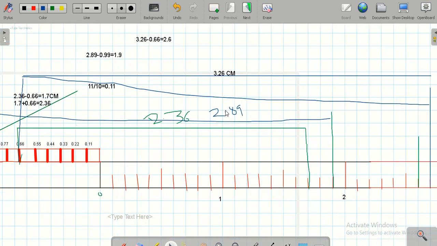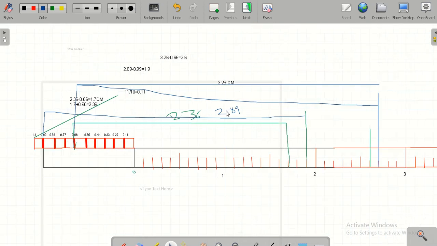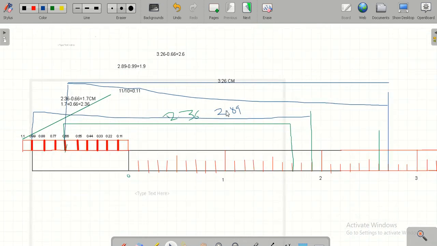Is the Vernier concept clear to you? If not, you will get clarity in the class. Likewise, you can measure in meters also. Suppose 3.26 meter. The same process you have to apply. You have to subtract this value.